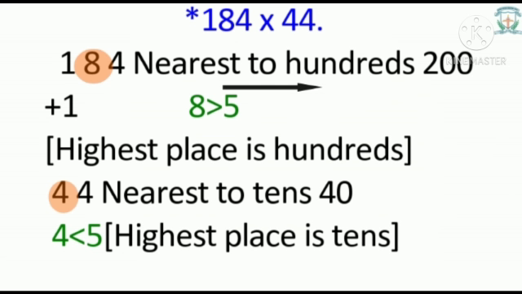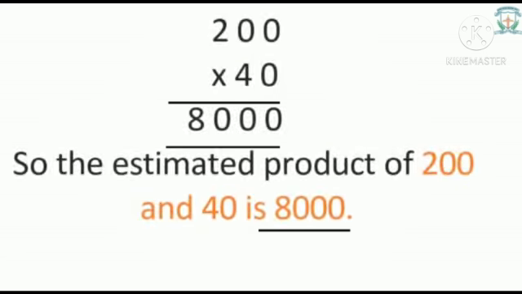Let us take up the next example, 184 into 44. 184 nearest to hundreds is 200 because 8 is greater than 5 and we need to add 1 to the hundreds place. So it becomes 200. Next number is 44. Nearest to tens is 40 because 4 is less than 5 and the highest place is tens. So the estimated product of 200 into 40 is 8000.